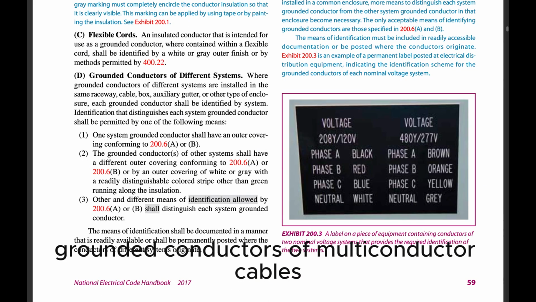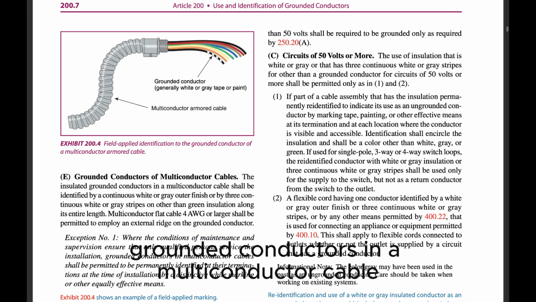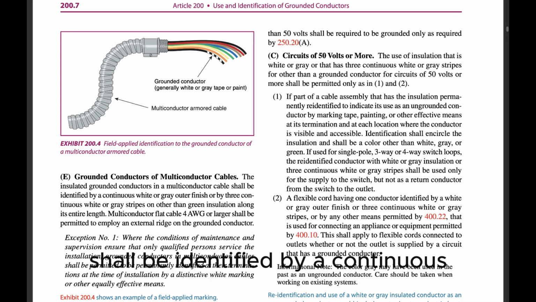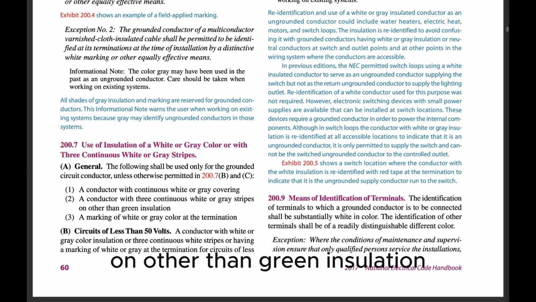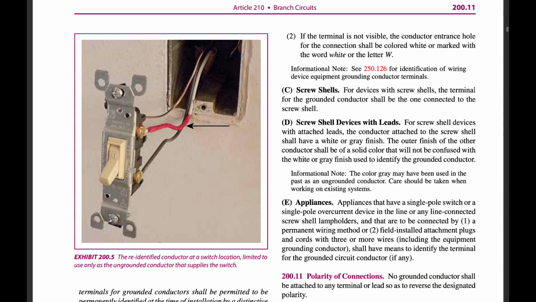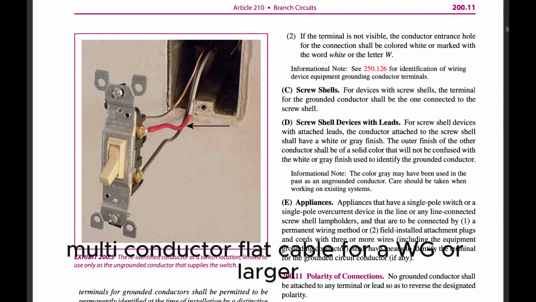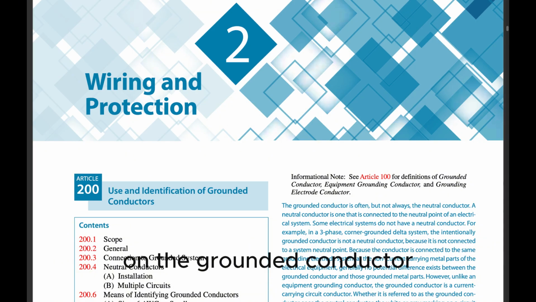(E) Grounded conductors of multiconductor cables. The insulated grounded conductors in a multiconductor cable shall be identified by a continuous white or gray outer finish or by three continuous white or gray stripes on other than green insulation along its entire length. Multiconductor flat cable, 4 AWG or larger, shall be permitted to employ an external ridge on the grounded conductor.